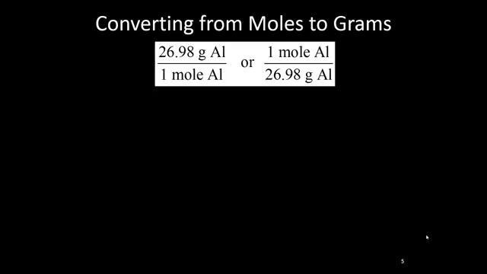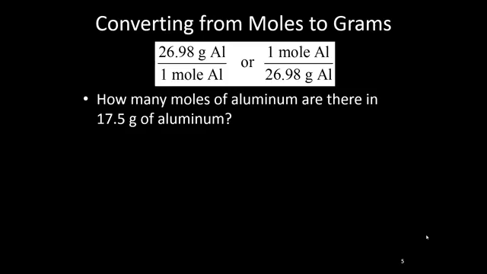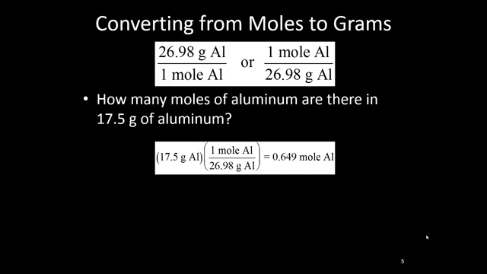Let's look at a few examples. If we know the molar mass of a substance, we can, for example, answer the question, how many moles of aluminum are there in 17.5 grams of aluminum? To get from grams to moles, we'll use the conversion factor on the top right. In other words, we will divide by the molar mass. 17.5 grams of aluminum divided by 26.98 grams per mole gives us 0.649 moles of aluminum.